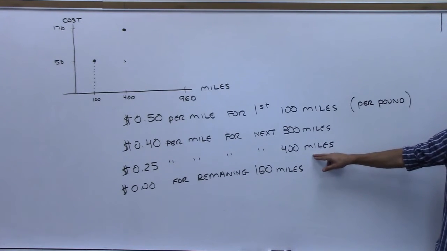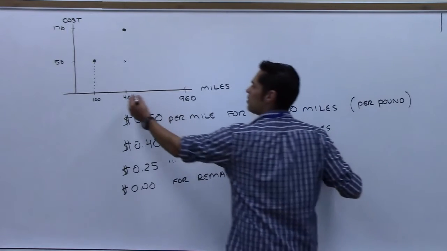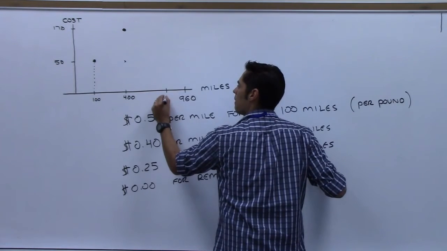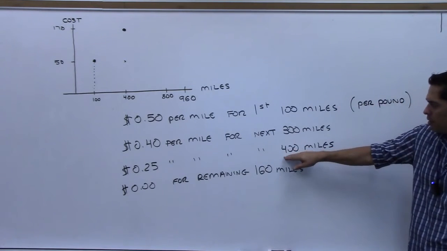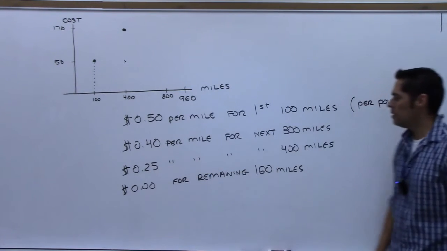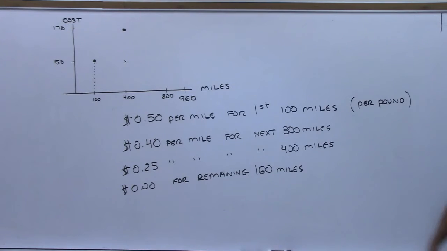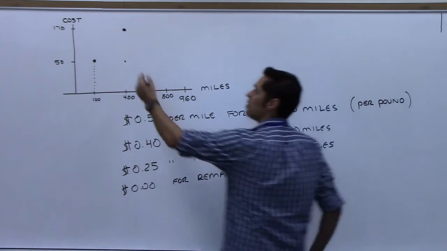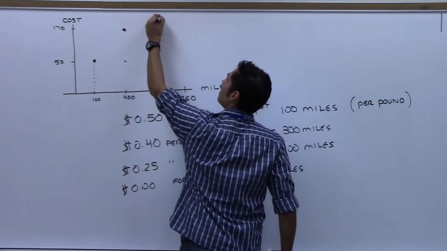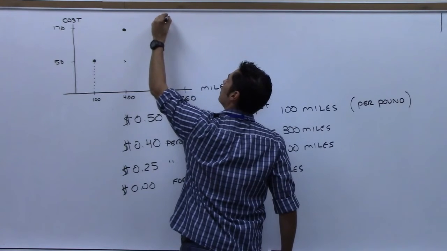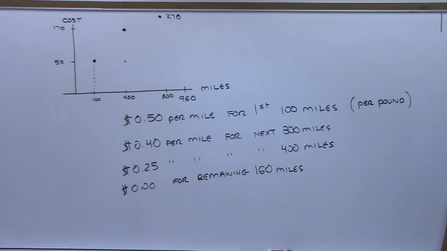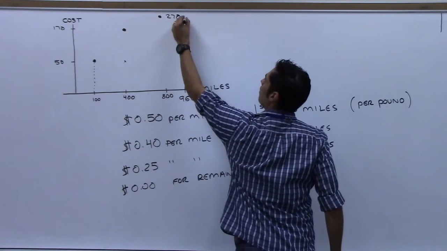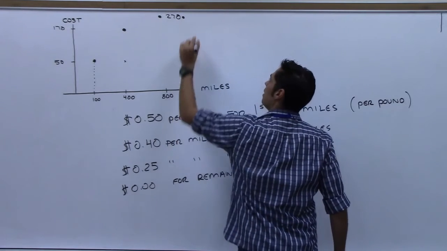400 miles. The next 400 miles would put us out at what? 800? And how much will we pay for that? 400 times this would be 100 bucks. So now I'm off my chart because I'm going to take the 170 we already paid. I'm going to add to that, so we're going to be up at what? 270. And then for the remainder of the trip, it's free. So at the end of the trip, I'll be here at what? Still 270?